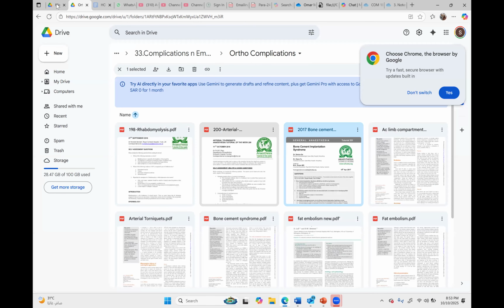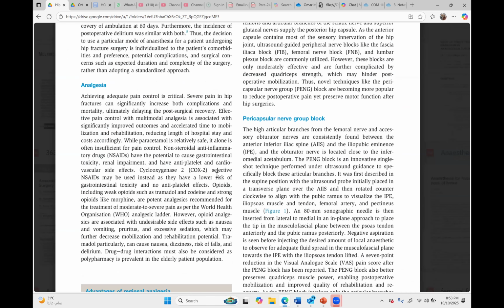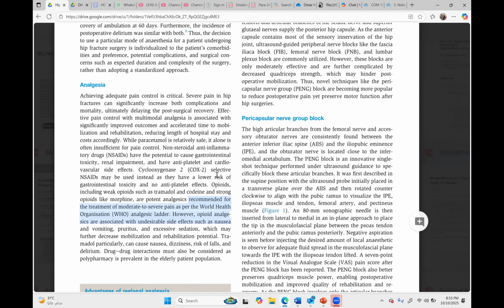So the PENG block has come up in front, so we can have a few words about it. High articular branches from the femoral nerve and accessory obturator nerves are consistently found between the AIIS, anterior inferior iliac spine, and the iliopubic eminence. The obturator is located close to it. So it is an innovative single shot technique performed under ultrasound guidance to specifically block these articular branches.